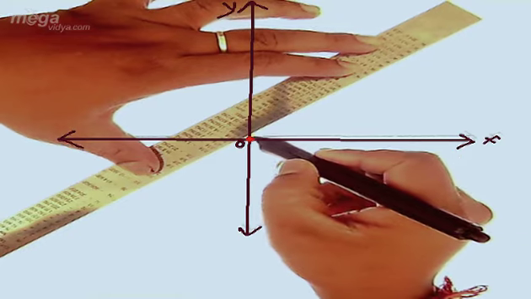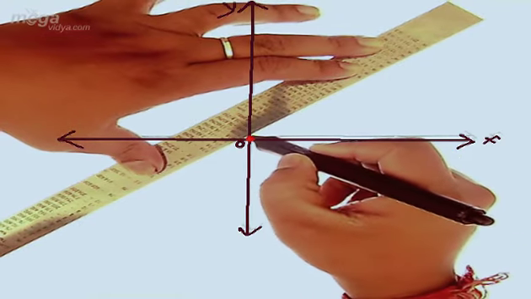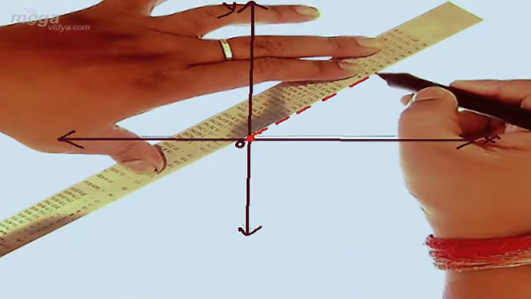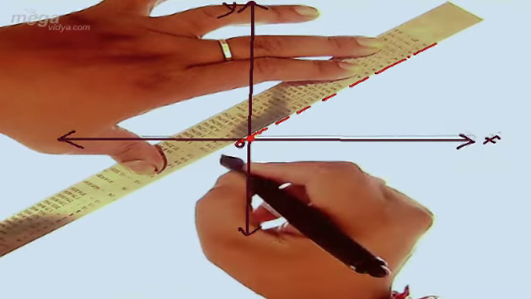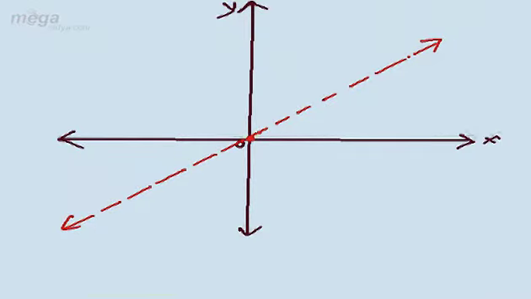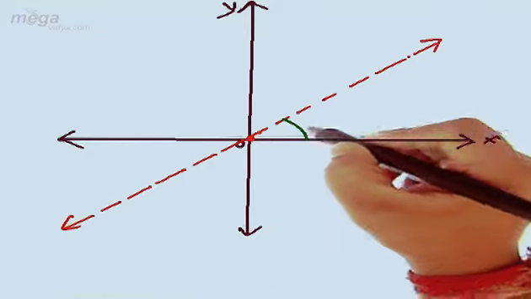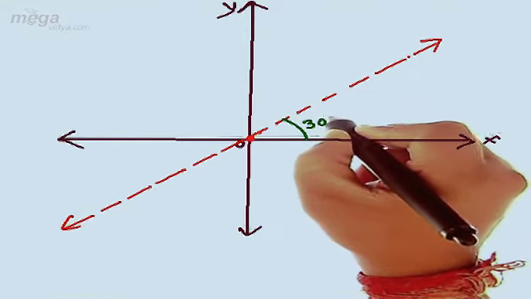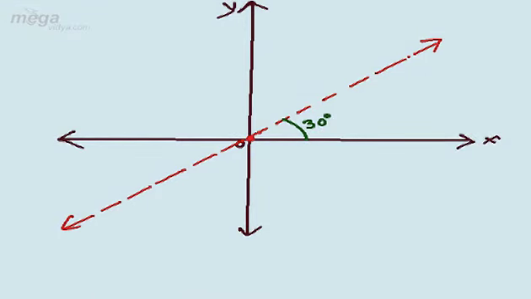Suppose you are starting from this point and you are moving. In the backward direction also you can move, such that every time the angle of inclination of your path with the positive direction of the x-axis is 30 degrees. I'm taking here only an example, 30 degrees. It is not necessary that it will be 30 degrees every time. I'm just taking an example only.